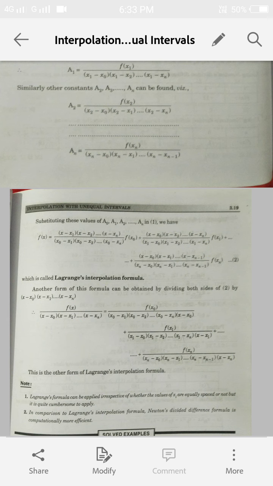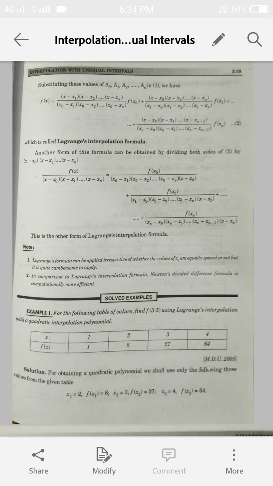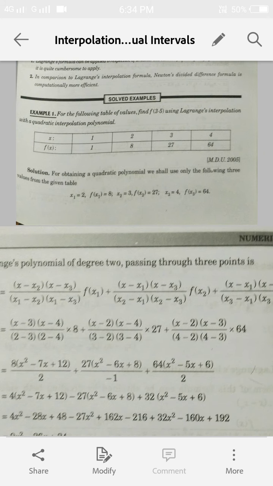There is also another form, so we can use that form also. This is the other form of Lagrange's interpolation formula. Now we look at the example. How can we solve a problem by using Lagrange's interpolation formula?